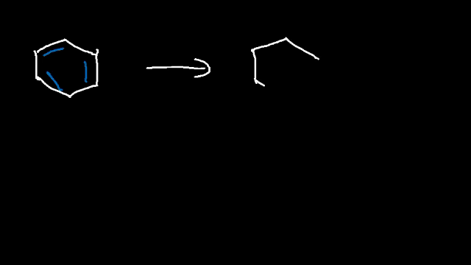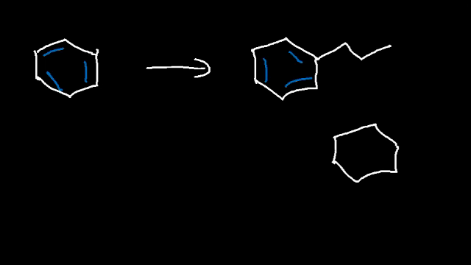So then, if using isopropyl chloride rearranges to give us isopropylbenzene, how can we make propylbenzene from benzene? How can we get this product and not this one? So what do we need to do here? Any suggestions?